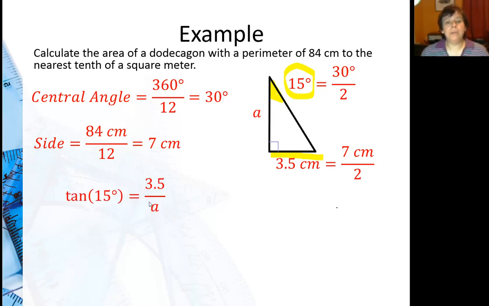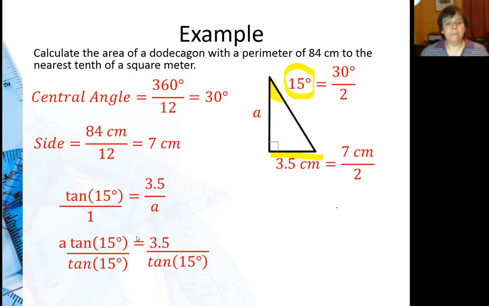Now I'll set up a trig ratio, and I'm using tangent because 3.5 is opposite, A is adjacent. So 3.5 opposite over adjacent, 3.5 over A, is tangent of 15. I can put a 1 underneath and cross multiply, and I get A tangent of 15 is 3.5. Then divide both sides by tangent of 15, and this is my value for my apothem.